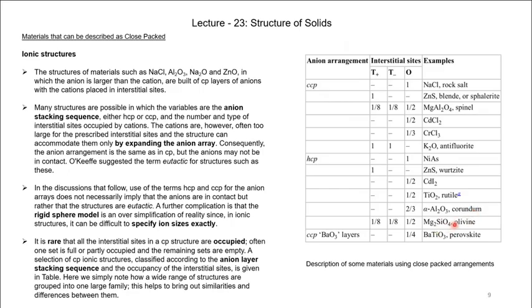So you can see that we can use this close packing arrangement and fill up the interstitial sites, and then we get many structures which are mineral structures, and also some synthetic structures we can describe.